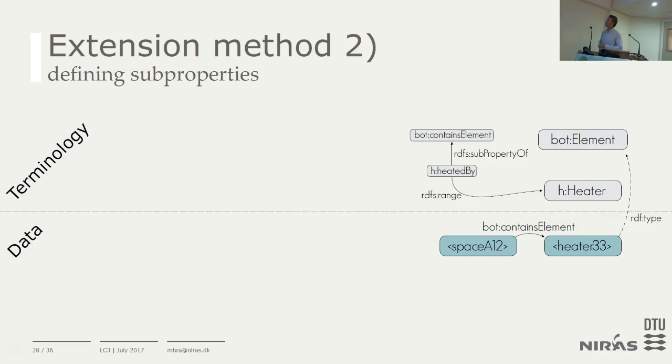What I could say though was that, okay, then I make another relationship that I call heatedBy, and I make that a subclass of the bot:containsElement. So now my space, instead of containing an element, is heated by something. And if I say that the range of that is the H heater, then I automatically infer that if it's heated by something, then it also contains that something, and then that something is a heater, and it's also a BOT element.